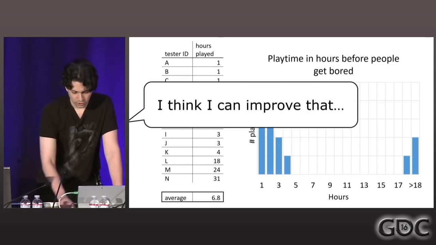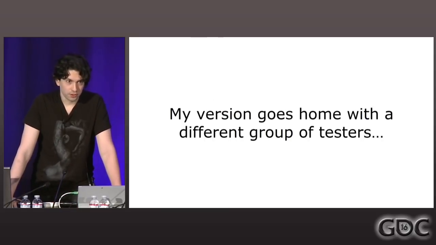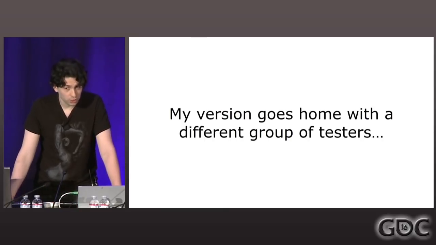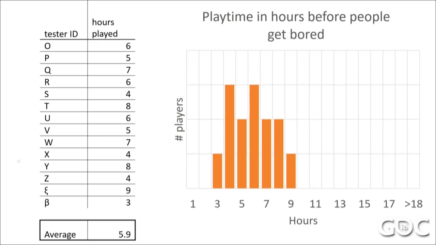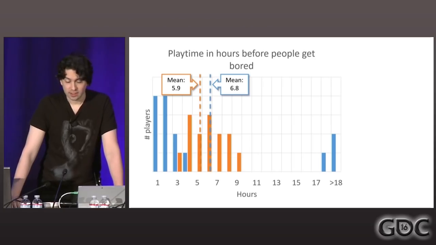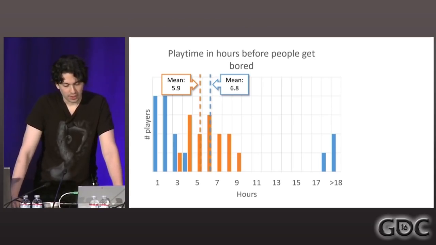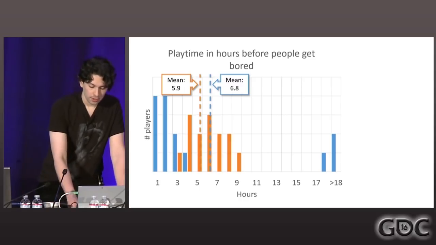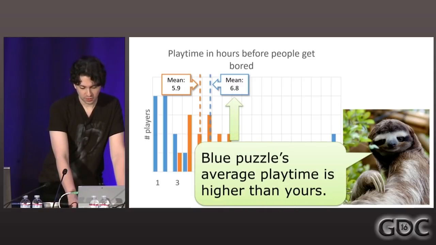All right? So spend a week coding up a new version of the puzzle, fix a few things, send it home with a totally different group of testers. Data comes back like that. I think it's an improvement. But if you look at the actual averages of these two groups, the average time spent playing the orange puzzle is less. It's 5.9. And the average time spent playing the blue puzzle is higher, 6.8. Why? Because averages are very sensitive to outliers.